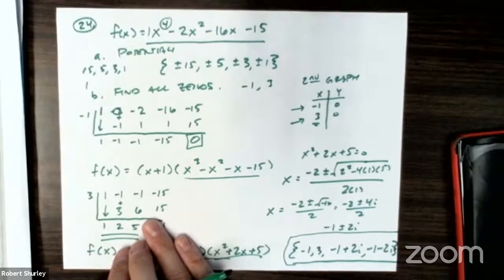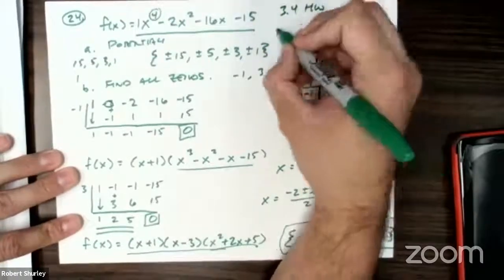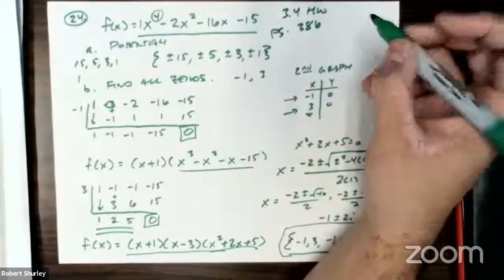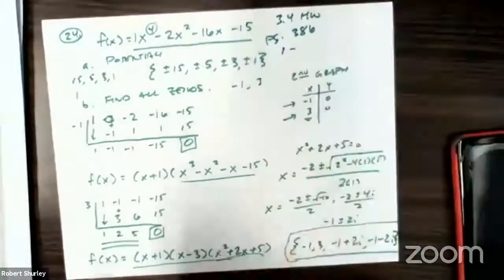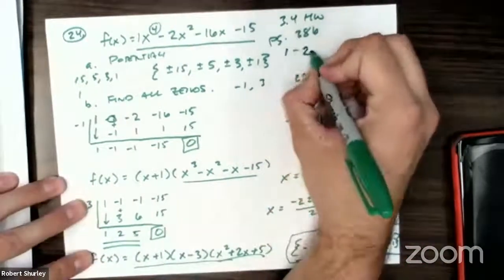Sweet. Okay. So for homework, now this is from 3.4. Page 386 starts there. 1 through 23.